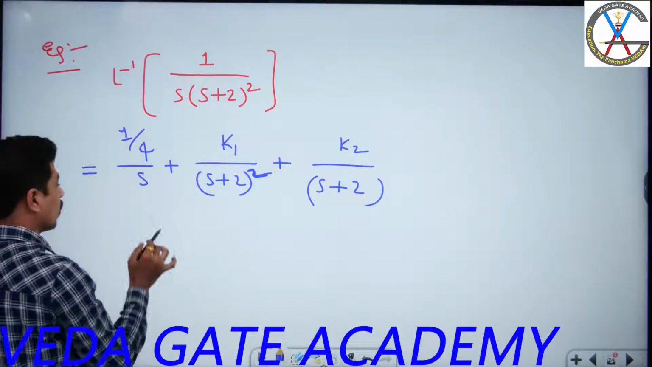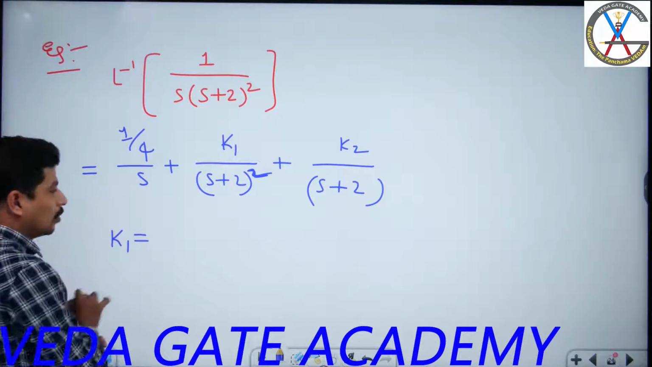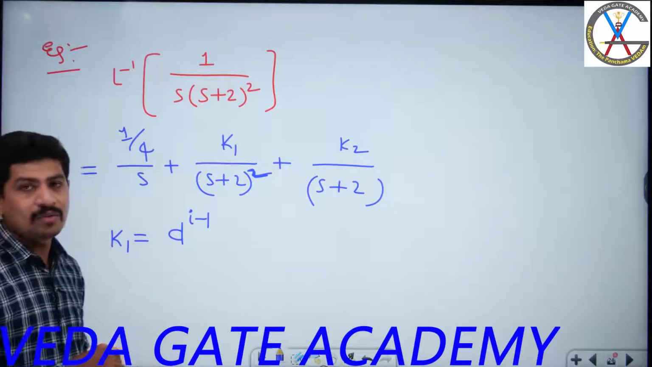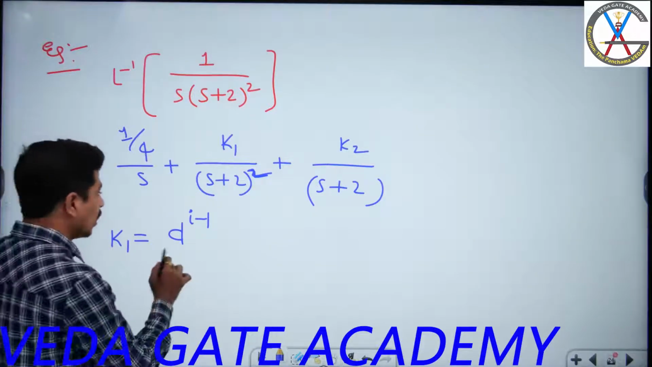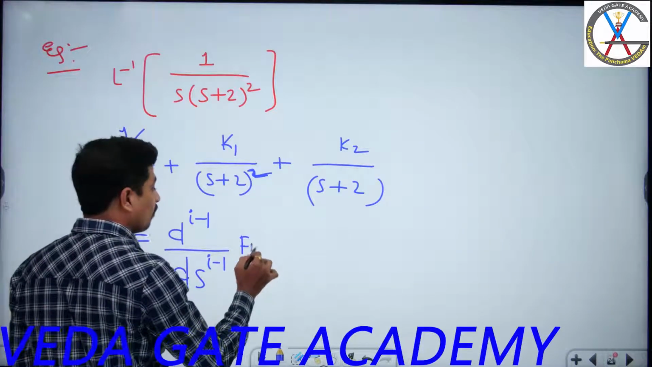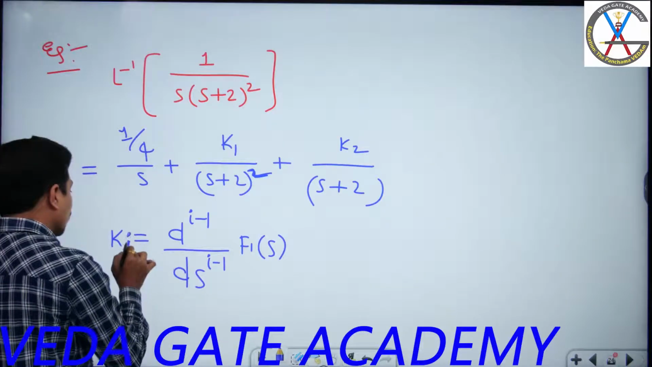Now, how to find k1? The formula is like this: Ki is equal to d^(i-1) by ds^(i-1) of f1 of s. So I call it ki, not k1, ki.